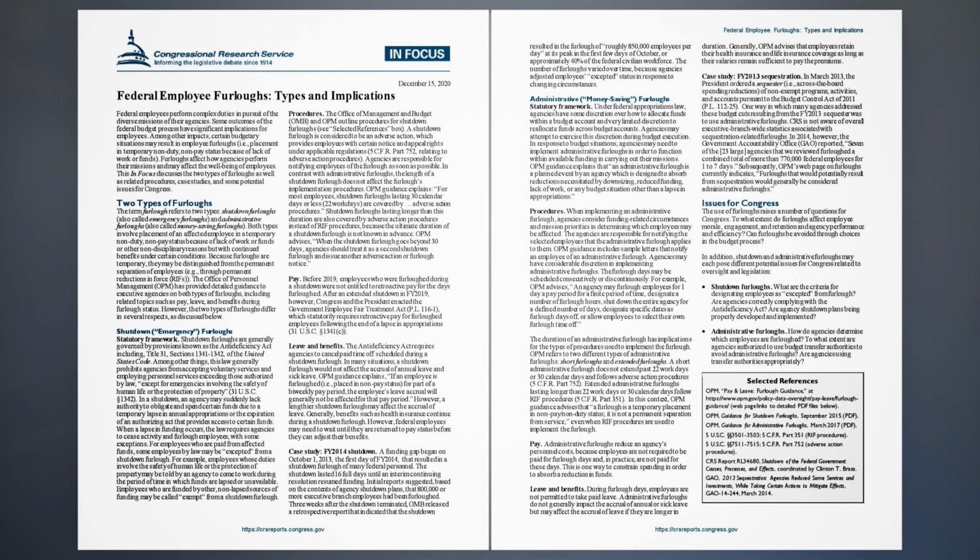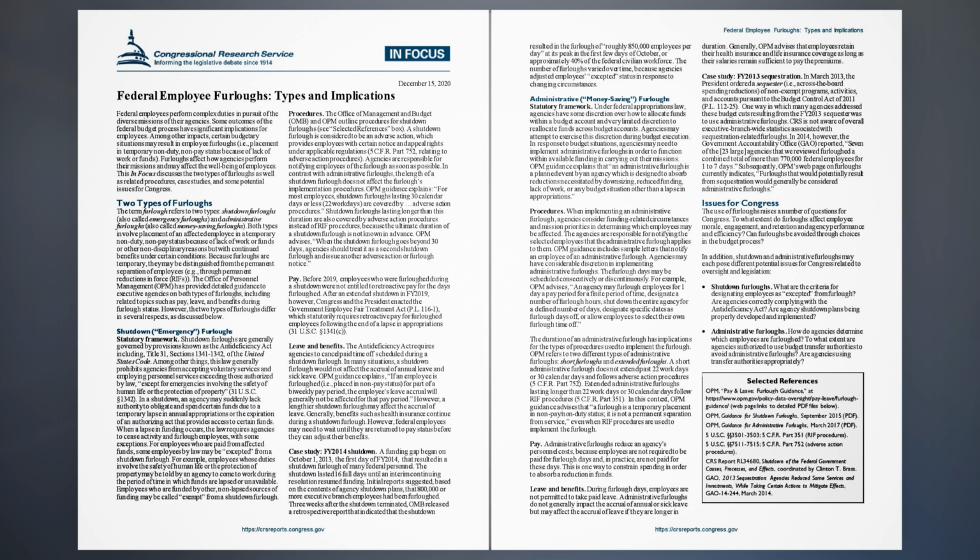Issues for Congress. The use of furloughs raises a number of questions for Congress. To what extent do furloughs affect employee morale, engagement, and retention and agency performance and efficiency? Can furloughs be avoided through choices in the budget process? In addition, shutdown and administrative furloughs may each pose different potential issues for Congress related to oversight and legislation.